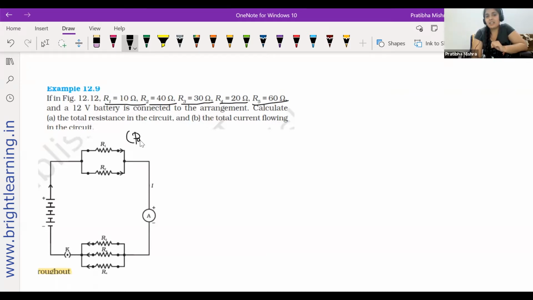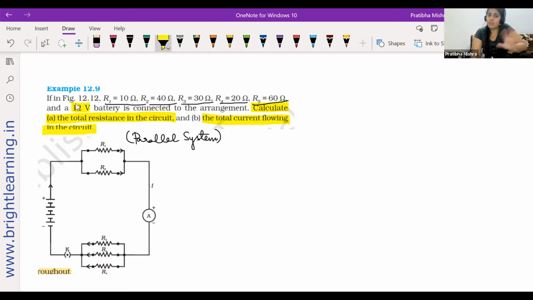Parallel. Okay, they are arranged in a parallel system, right? Parallel arrangement. So what will you find out? They are telling us to calculate the total resistance and the total current flowing in the circuit. First, you need to find the total resistance. Then you can find the current. Because to find current, you should know the unknown values. The unknown is resistance. What is the voltage?